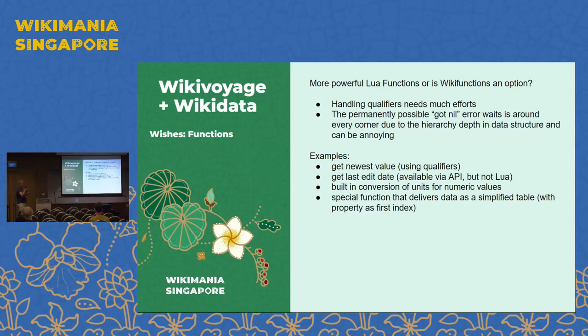And one thing that would be useful is some better functions, some Lua functions. We have at the moment just "get the best statement." But if you remember the problem at the beginning, the best statement is not always the current one. Maybe it would be useful to have a Lua function that gets the most recent value. And other information like the last edit date is not available via Lua, just via API. There are some wishes we have at the moment.